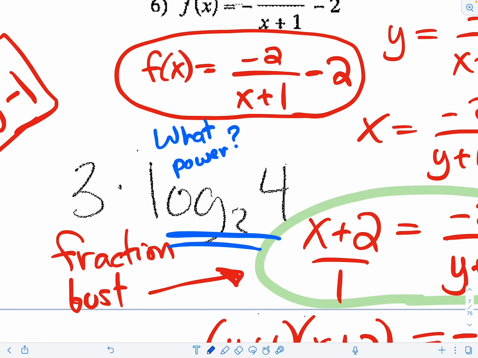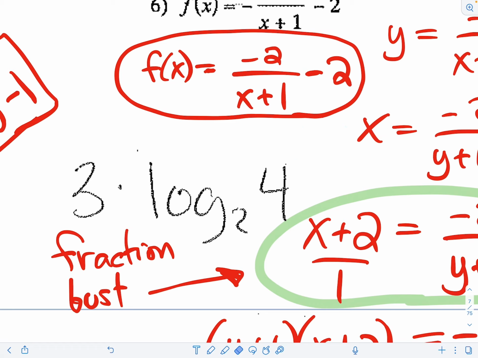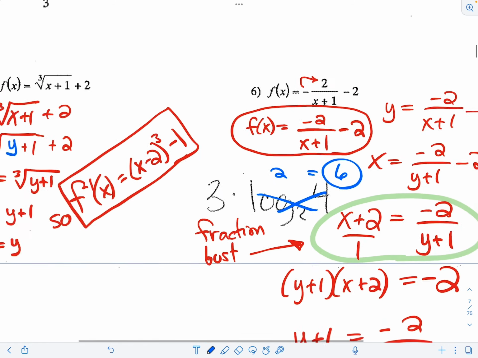The answer to a log problem is always an exponent. And what that means is that this here is the base, this 2. So 2 to what power equals 4? 2 raised to what power equals 4? The answer is 2. So the log of 4 base 2 is 2. This is page 3 times 2, or 6.